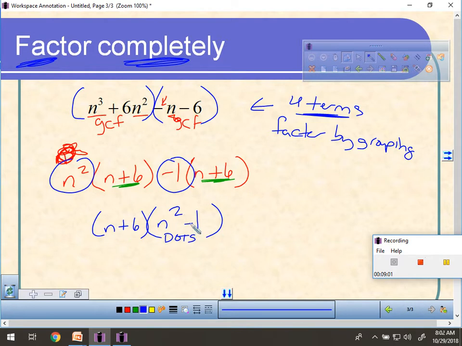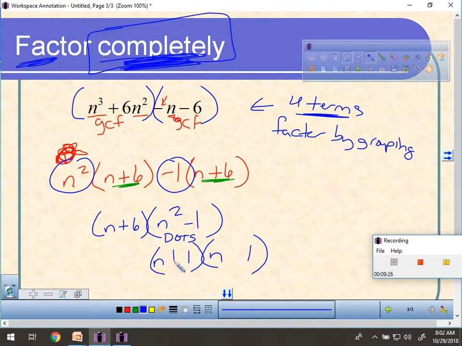So this wouldn't be my final answer, because the directions say to factor this completely. Well, this isn't factored completely, because I can factor a DOTS. The way you factor a DOTS is draw two sets of parentheses, then ask yourself, what's the square root of n squared? Well, that would be n. And then what's the square root of 1? Well, that would be 1.